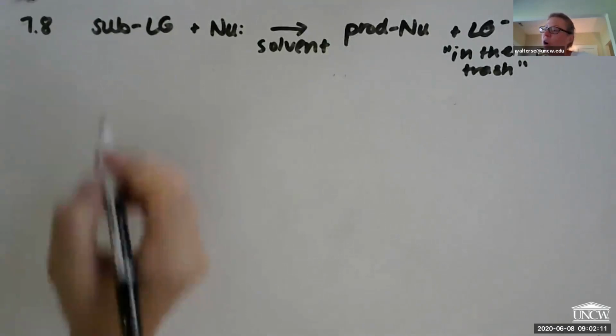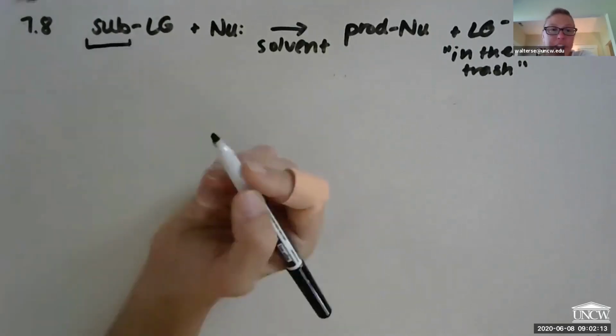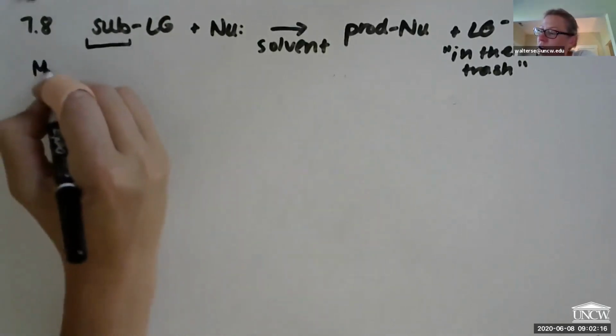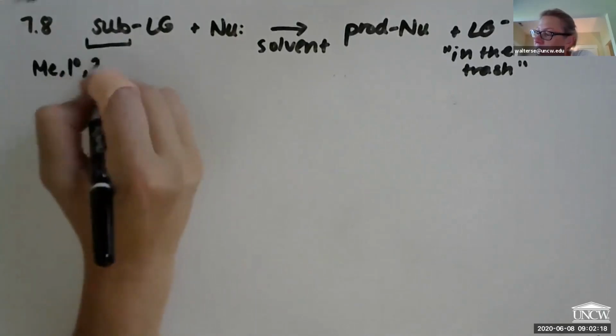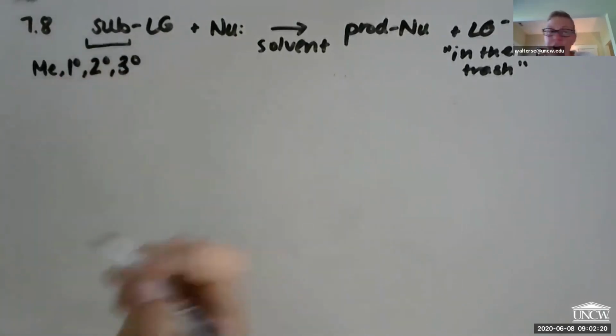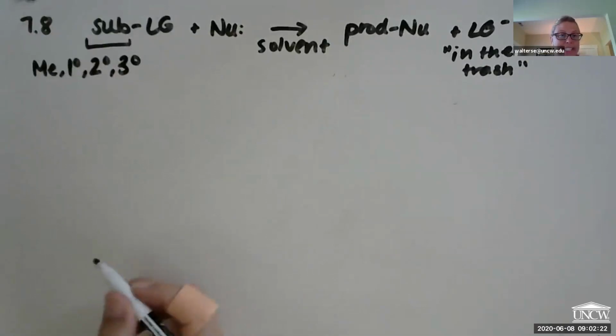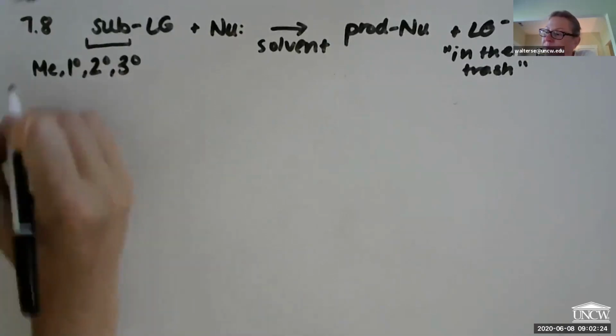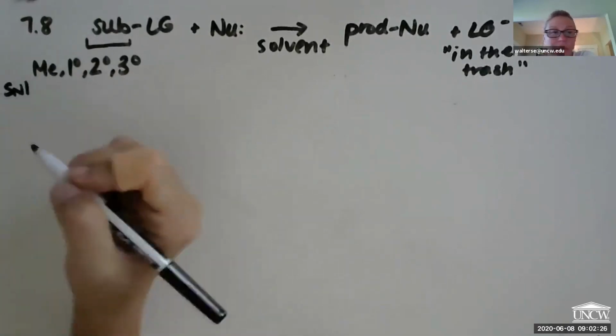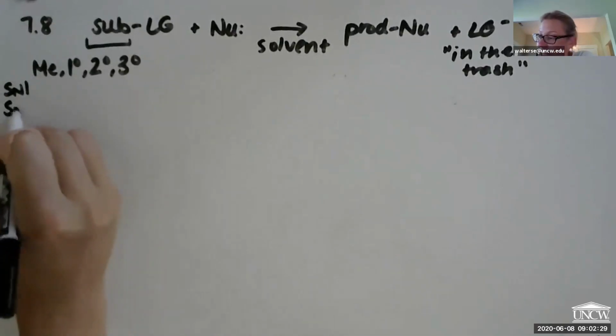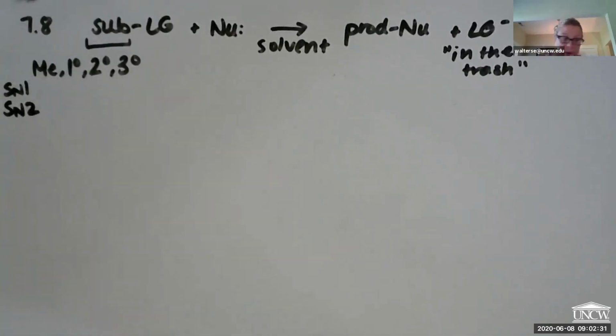So what we have already done is we have looked at our substrates, and we've determined which mechanisms are possible depending on whether you have a methyl, a primary, a secondary, a tertiary. And they differ in whether they'll participate in SN1 or SN2 reactions.